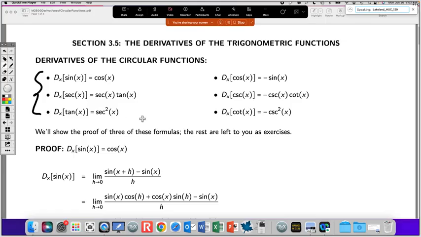These are the new formulas we'll talk about. We'll go through the derivation of these today, and then these derivatives work just like the other ones, right?